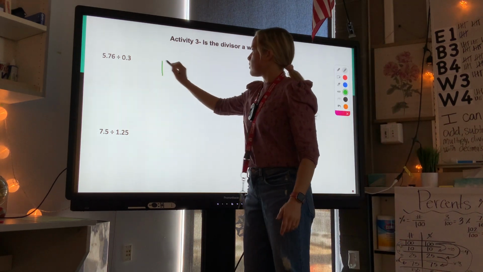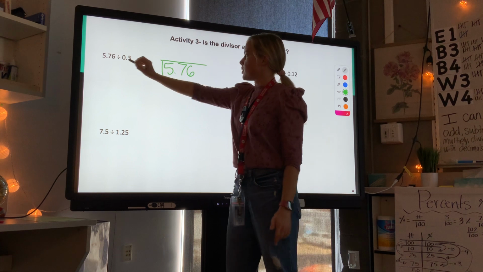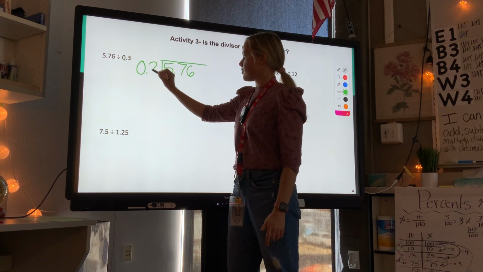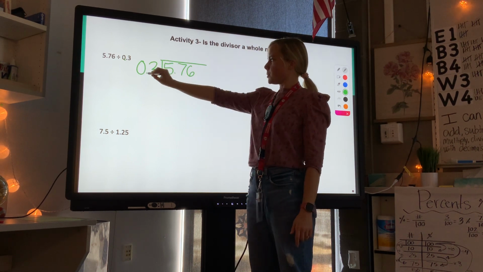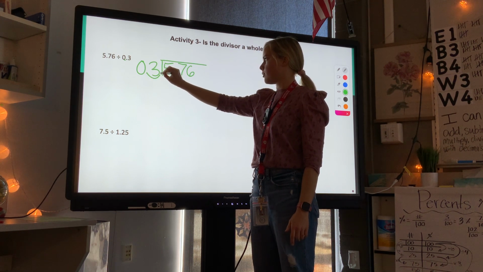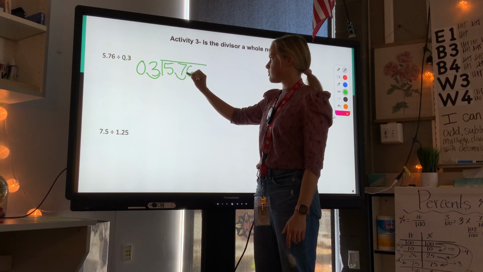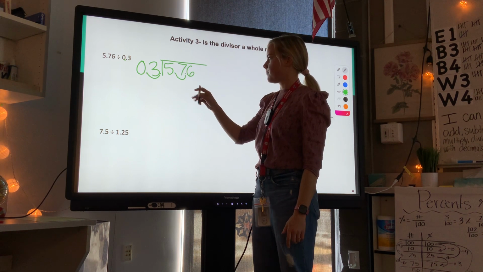So the number that goes inside the box is 5.76. And we're dividing it by the divisor, which is 0.3. The divisor needs to be a whole number, and it is not right now. So I'm going to move it to the right one time, or in other words, times it by 10. So that means I need to move the dividend to the right one time, or times it by 10.